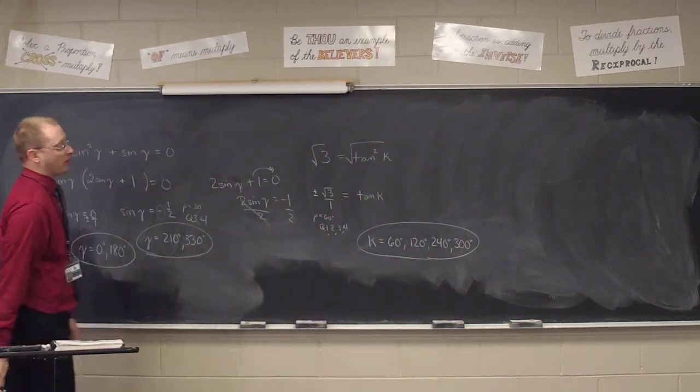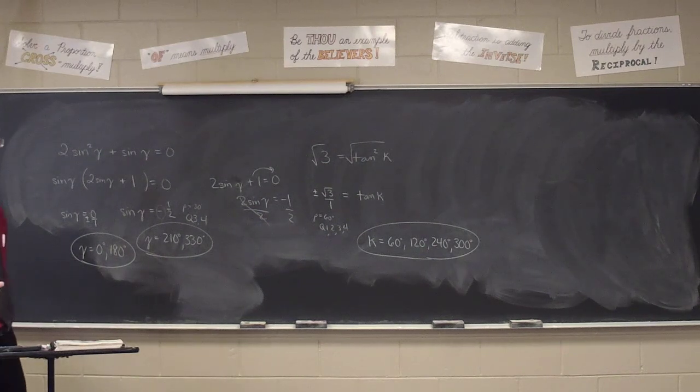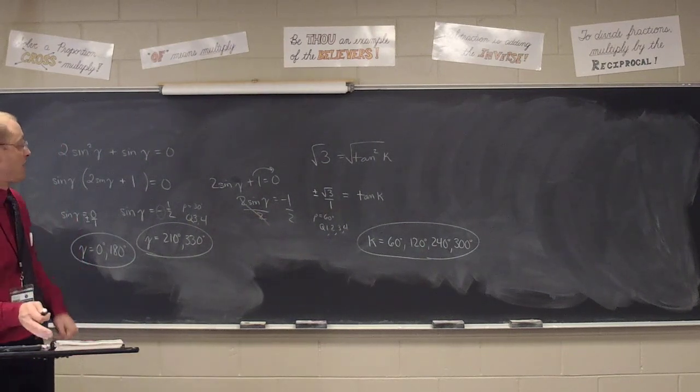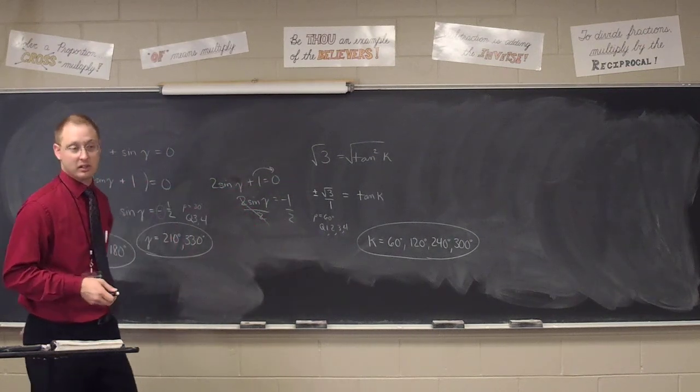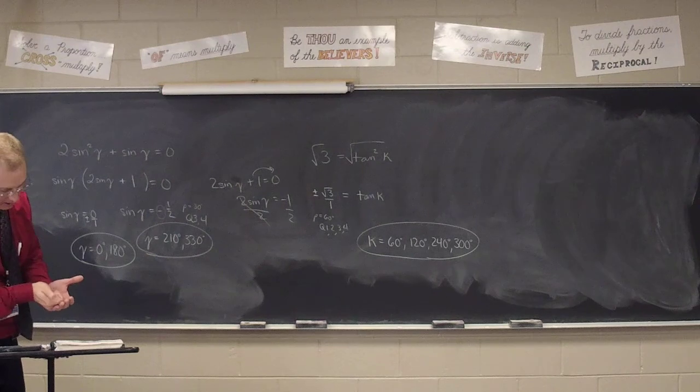And there's all four 60-degree angles here because of the positive negative. When you take the square root, positive negative. When you see positive negative, you know you're getting four quadrants. Questions on that one? All right, look at number 6.